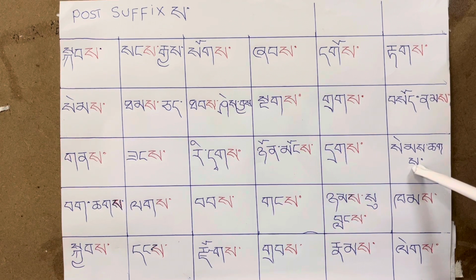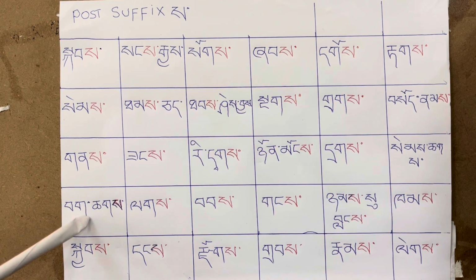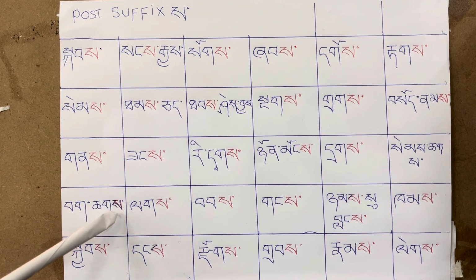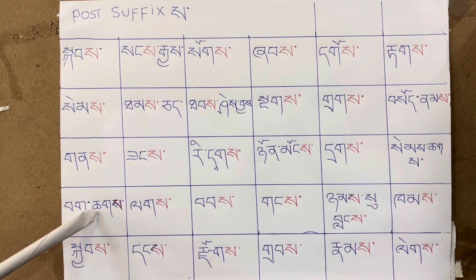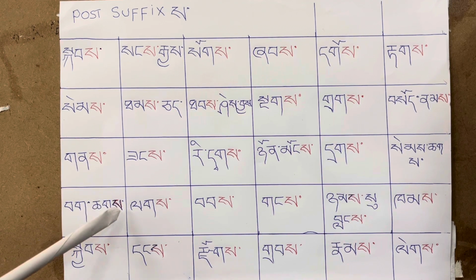Mohama porno, to be attached. To be attached to something. And then baga bak. Now cha is not one of the prefixes: ga, da, ba, ma, a. So you have to pronounce this, and this is the post suffix.